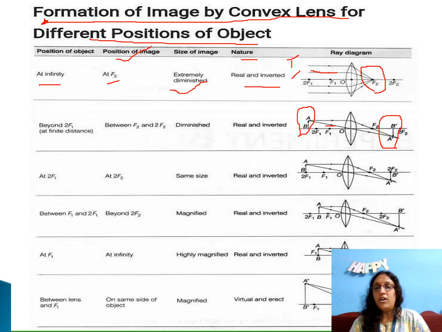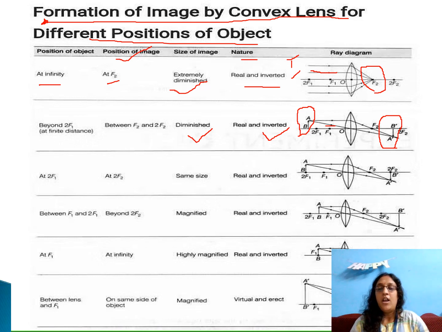Here also, what will be your size of the images? It is diminished, real and inverted. Got it? So the first case is common for your mirror. But the second case is where you place the object behind 2f1, in front of the mirror.